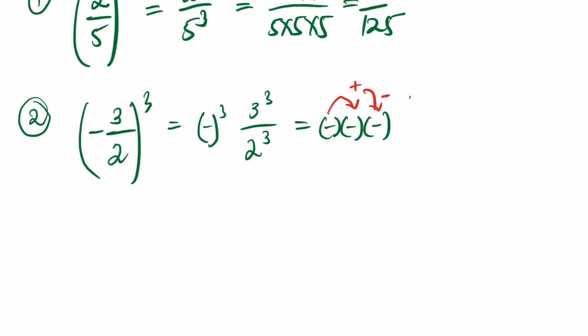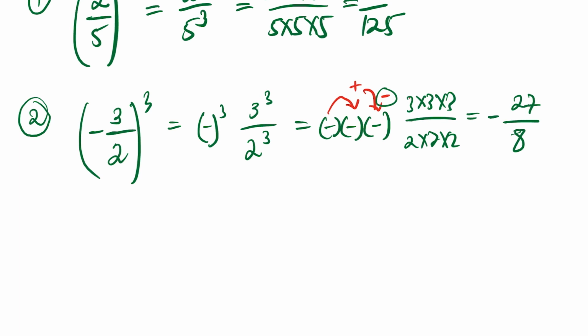Okay. The answer is going to be negative. So we're going to have here 3 times 3 times 3, and then 2 times 2 times 2. So the answer here is what? It's negative, right? And then 3 times 3 times 3 is 27, and this is going to be 8.